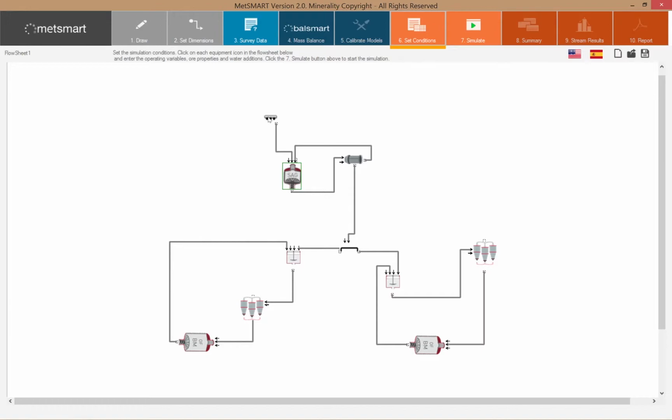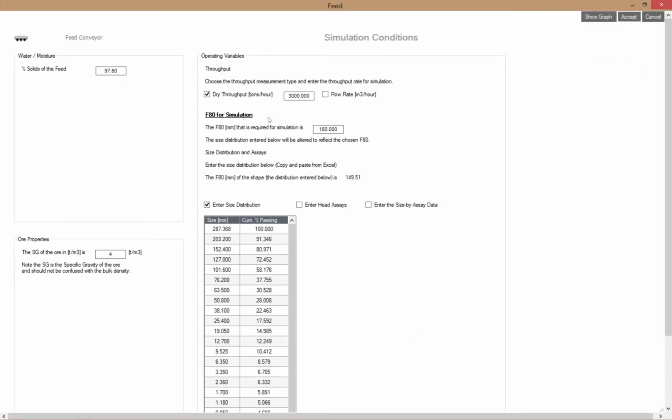If we have a look at the feed belt going into the SAG mill, which is the subject of this video, we can see here that we have a throughput of 3,000 tons per hour, and during the calibration we used 150 millimeter for the feed. That is the shape of the distribution.